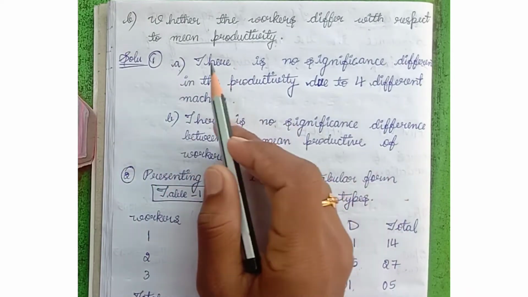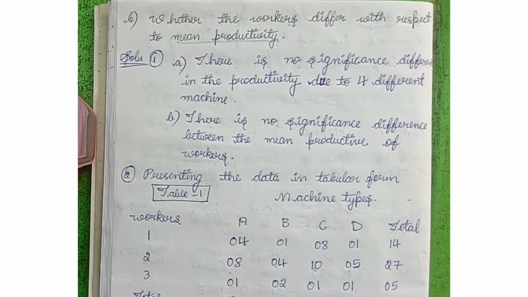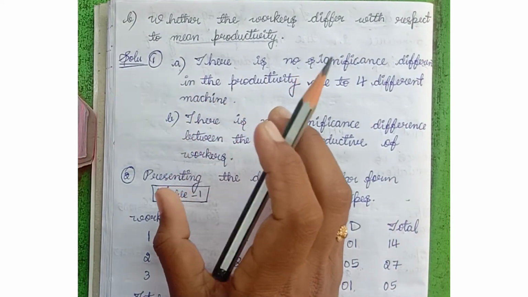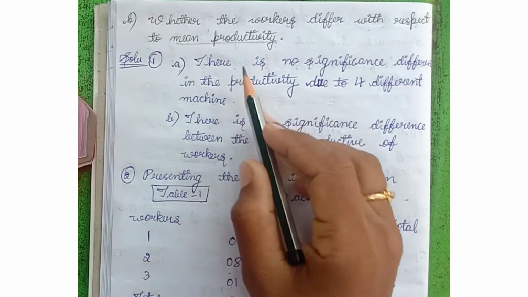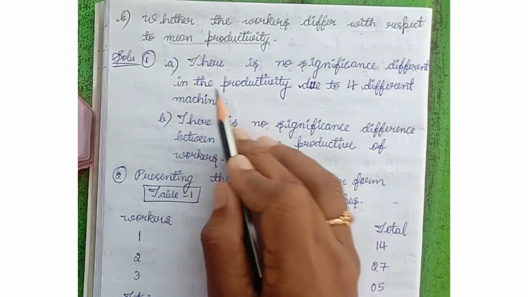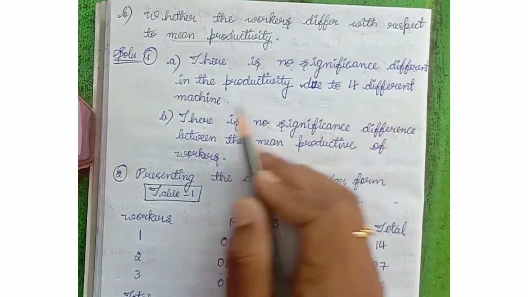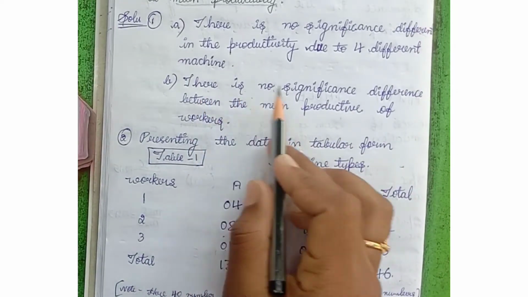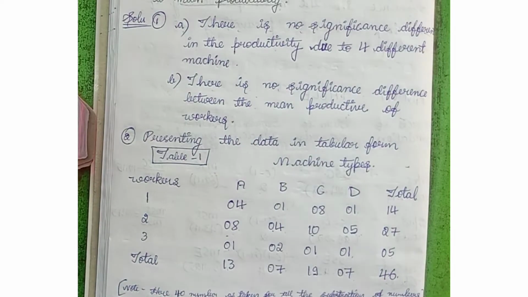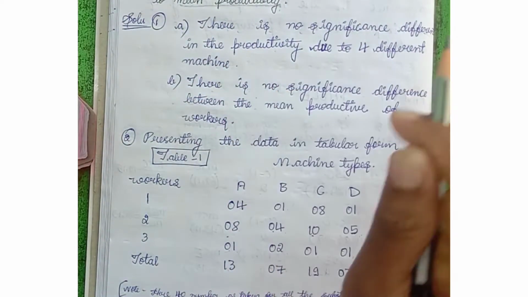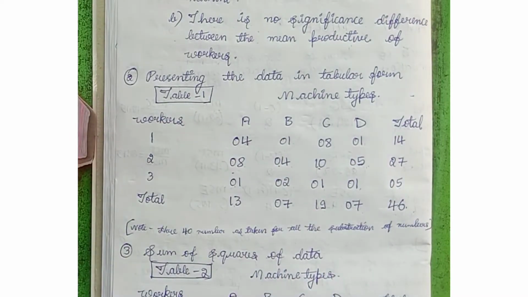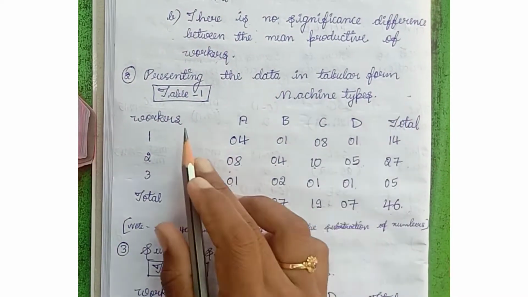First, we have to set the null hypothesis. Here they asked two questions, A and B, and for both we have to frame the null hypothesis. For A, there is no significant difference in the mean productivity due to the 4 different machines. And for B, there is no significant difference between the mean productivity of the workers. So these two are the null hypotheses for the first step. The second step is to frame the data in tabular form, that is table 1.